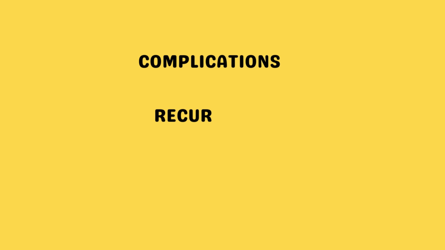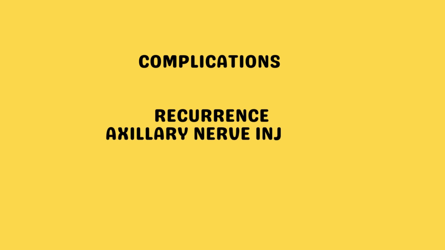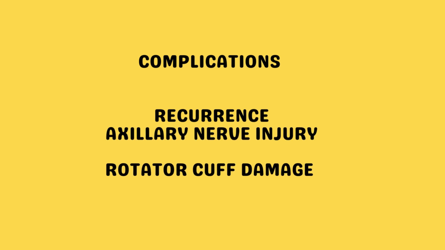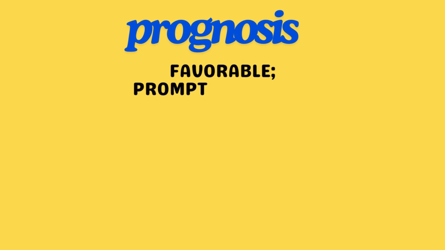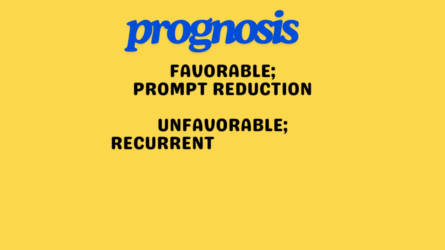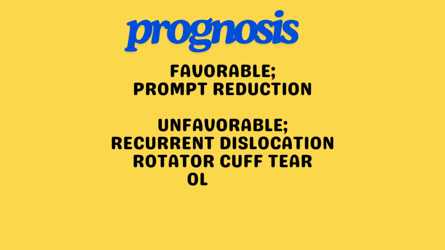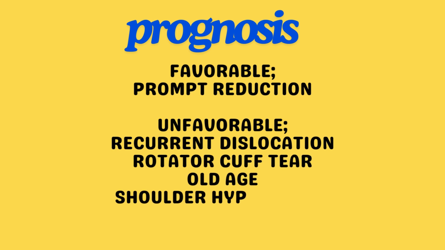What are the complications of anterior shoulder dislocation? Recurrence, axillary nerve injury, and rotator cuff damage. What is the prognosis of anterior shoulder dislocation? The favorable prognosis is when there is a prompt reduction, and the unfavorable is when there are recurrent dislocations, rotator cuff tear, old age, and shoulder hyperlaxity.